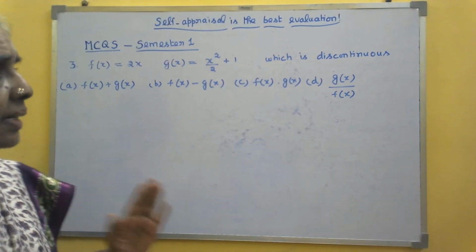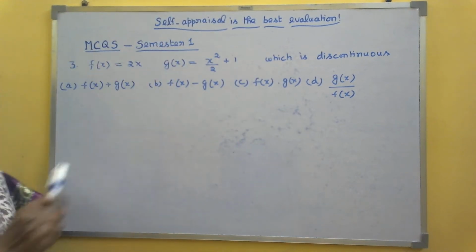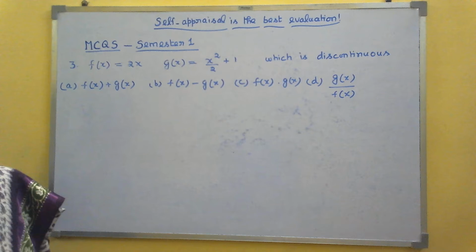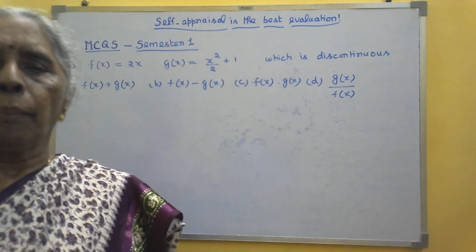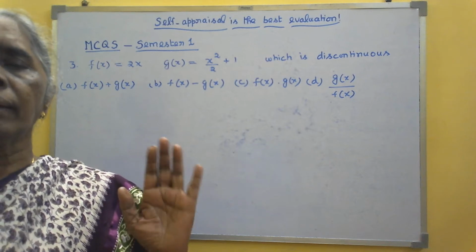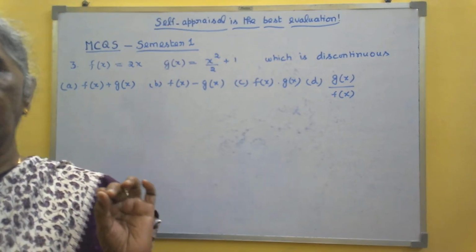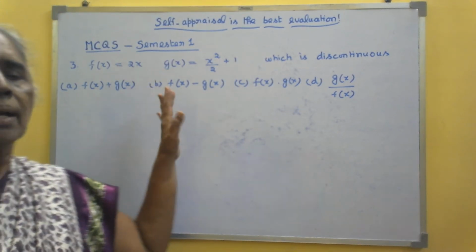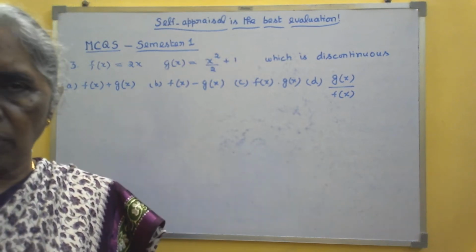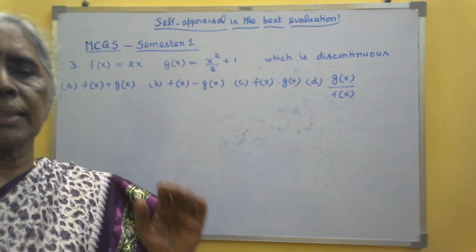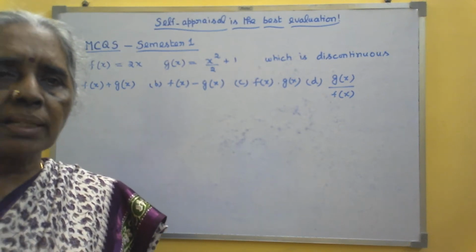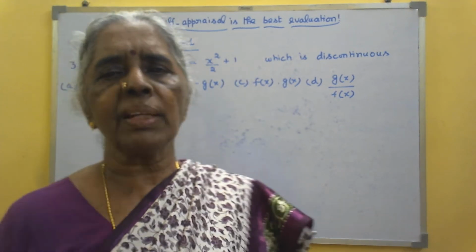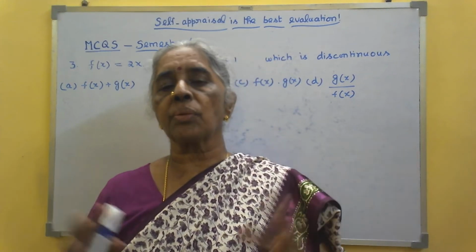Now, first let us check f of x and g of x, whether they are continuous. Both are actually polynomials in x. So, a polynomial is everywhere continuous. You should know that property. So, f of x is continuous and g of x is continuous. When two functions f and g are continuous, f plus g is continuous, f minus g is continuous, and the product f into g is also continuous.